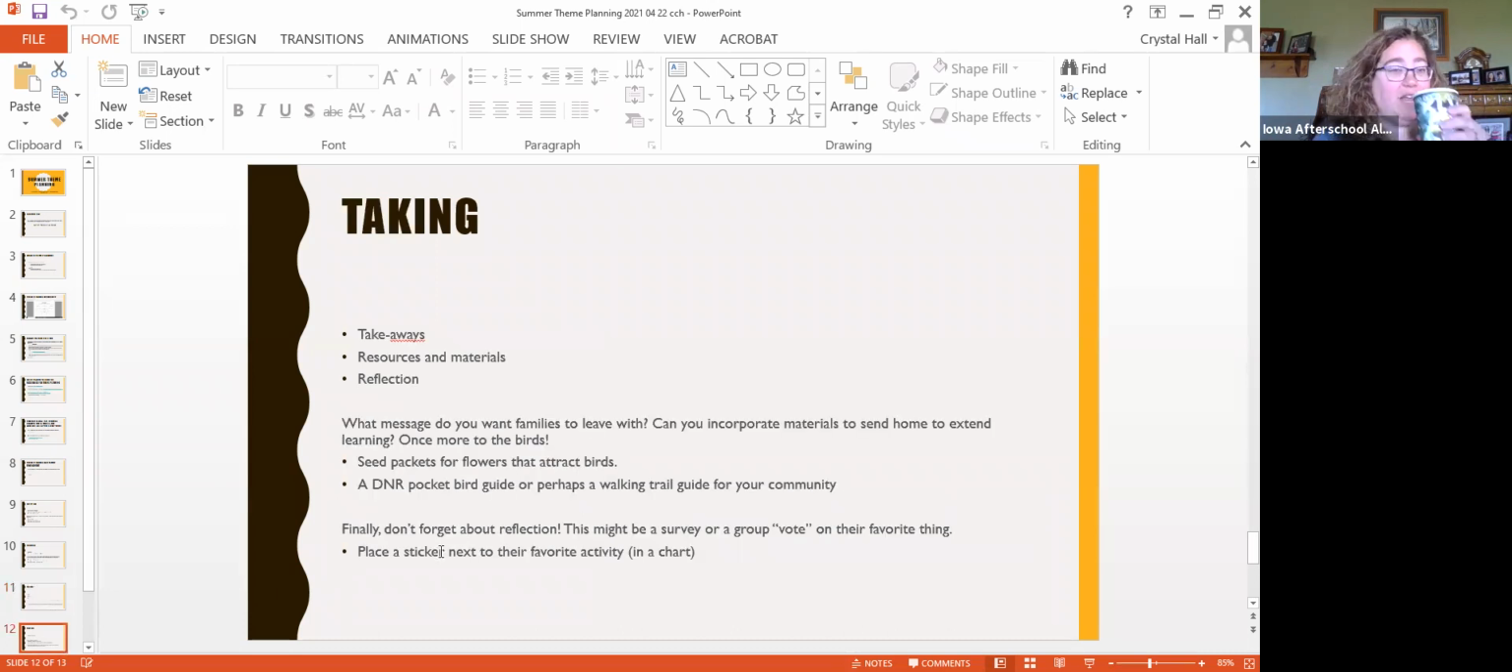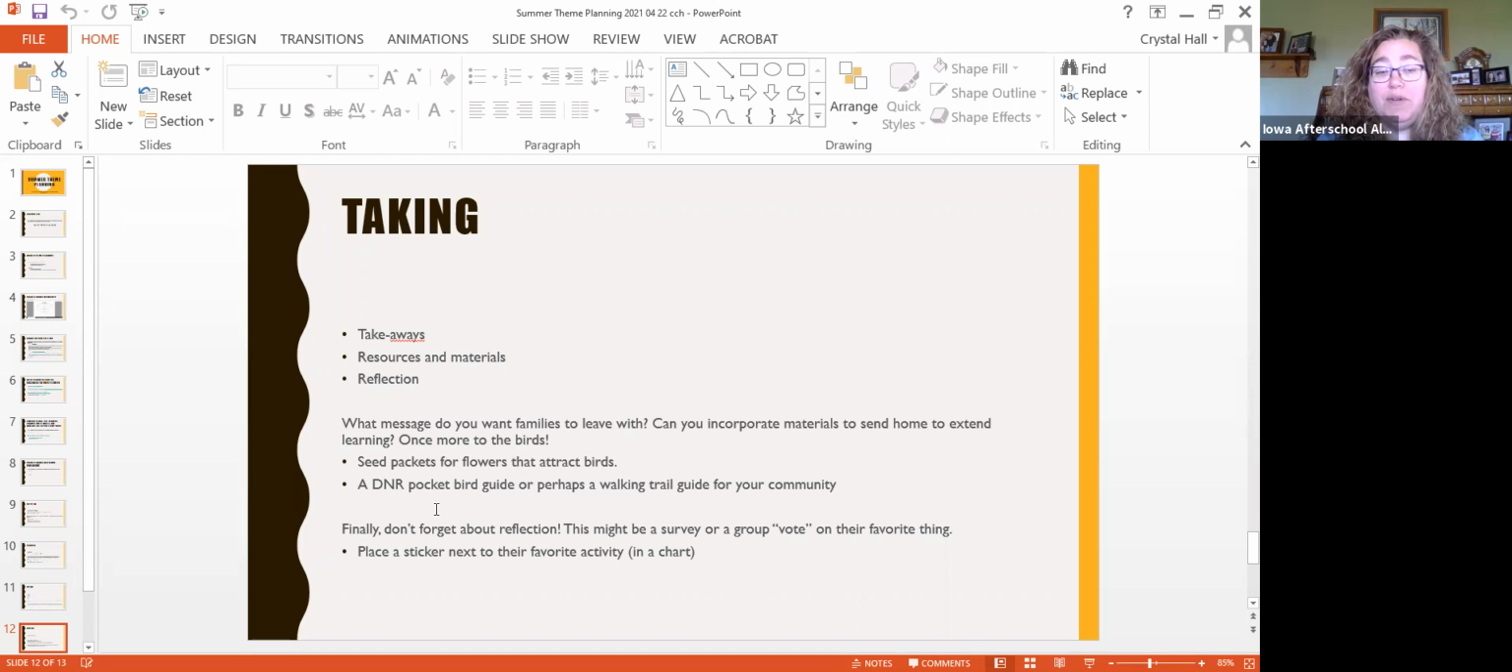And then last is the taking. So these are the takeaways, resources, and materials, but this is also where your reflection comes in. So the ultimate question is, what do you want the families to leave with? And it could be tangible items, but it could also be thoughts moving forward. So just a couple of quick examples that could incorporate with my bird theme here. Seed packets for flowers that are particularly attractive to birds. You know, that might be something that would be a fairly inexpensive thing that I could have sent out the door with them.